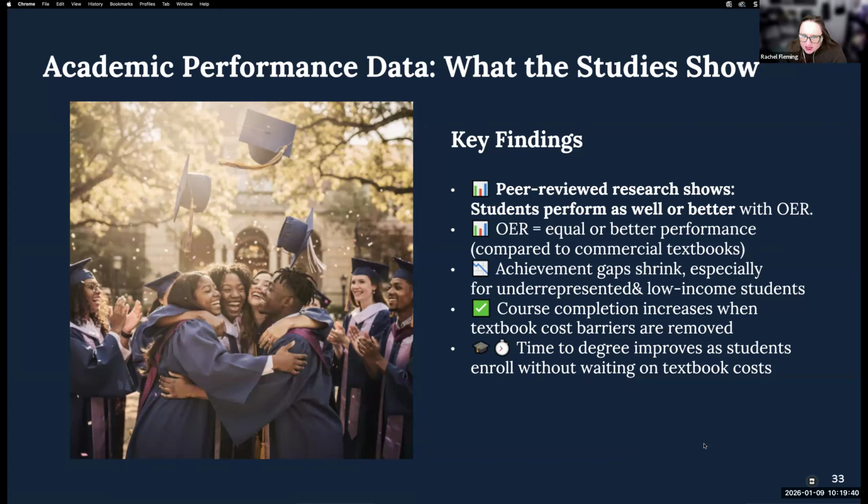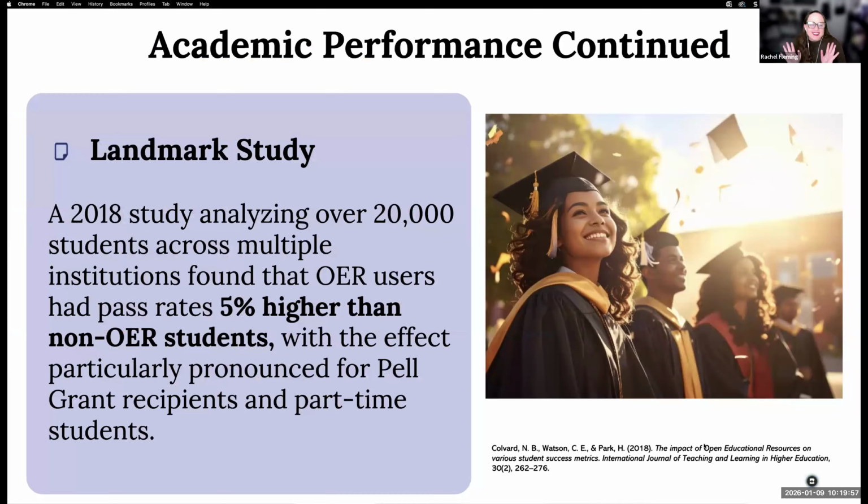The achievement gaps shrink, especially for underrepresented and low-income students or low socioeconomic status. And then course completion actually increases when textbook cost barriers are removed. And time to degree or persistence data also has a great way of being improved when it comes to OER implementation. I'm sure I'm just making you guys so bored here. And then the academic performance continued.